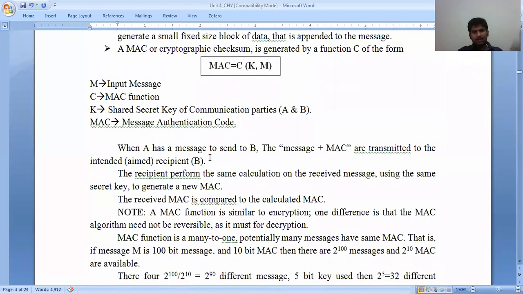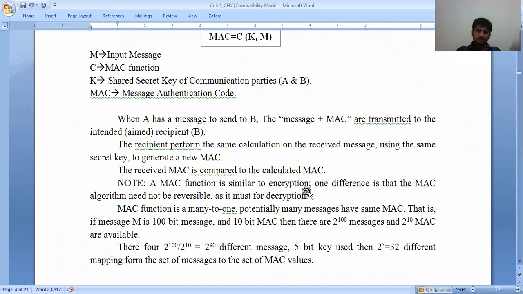When A has a message to send to B, the message plus MAC are transmitted to the intended recipient, the exact person he has to send it to. The recipient performs the same calculation on the received message using the same secret key and generates a new MAC. So it is compared and calculated.